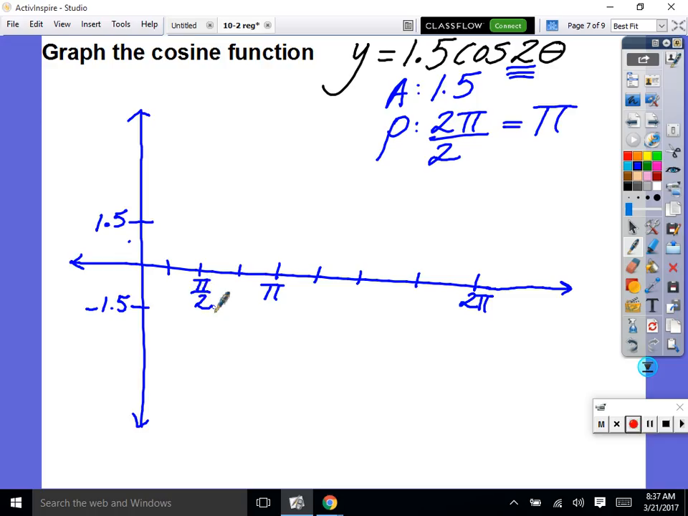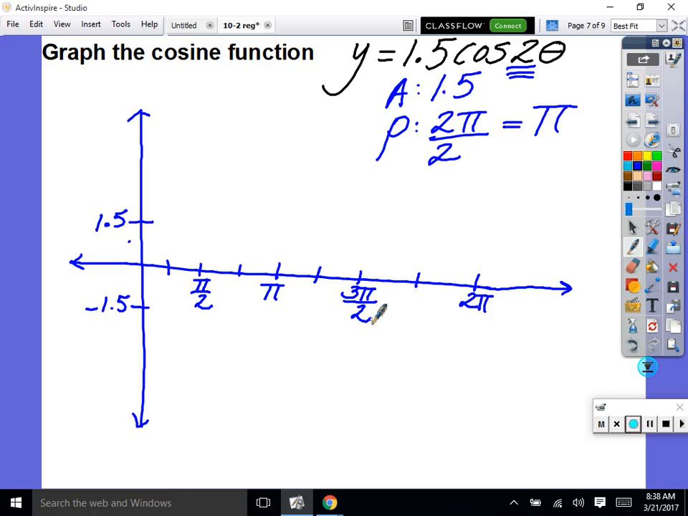Now let's keep going. What's between 2 pi and 1 pi? Well, let's add them up. What's 1 plus 2, everyone? 3. 3 divided by 2 is 3 halves. So right here is 3 pi halves. That's the halfway distance. Let's fill in the rest.